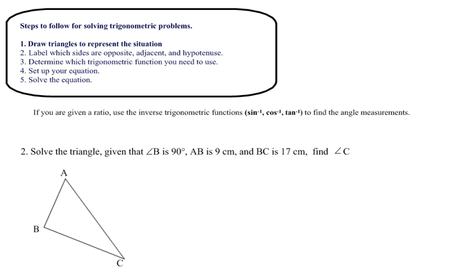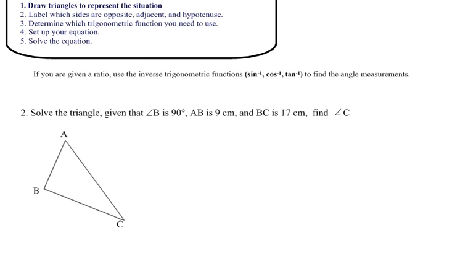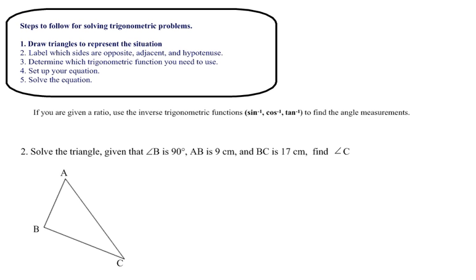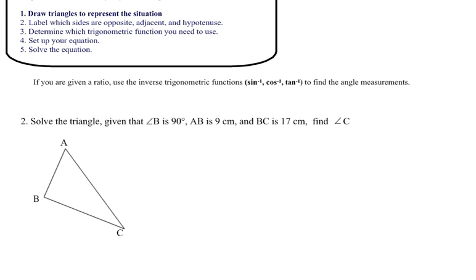Okay, so let's look at an example. Okay, it says solve the triangle. Given angle B is 90 degrees, so we're going to add in our little box. AB is 9 centimeters. And BC is 17 centimeters.